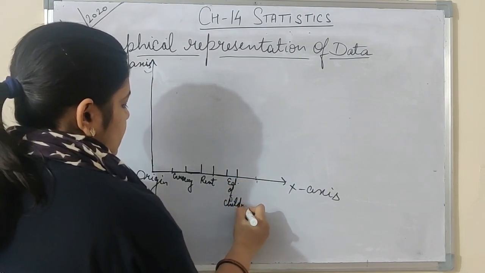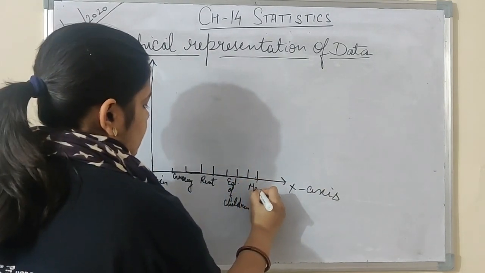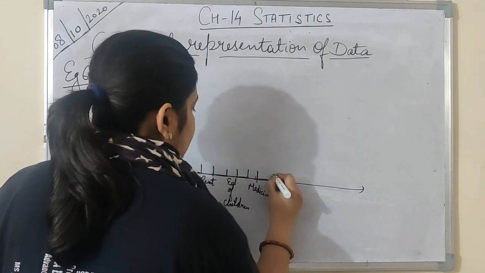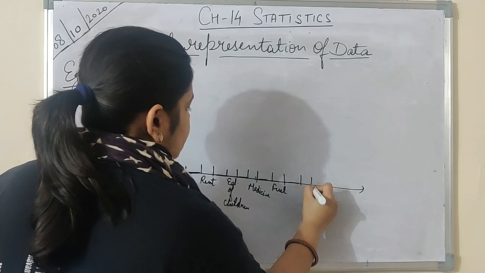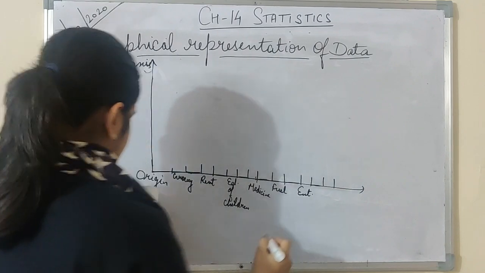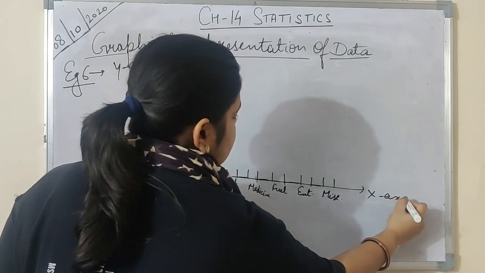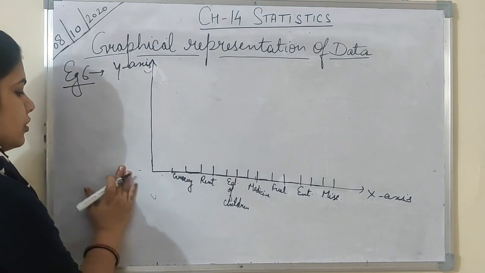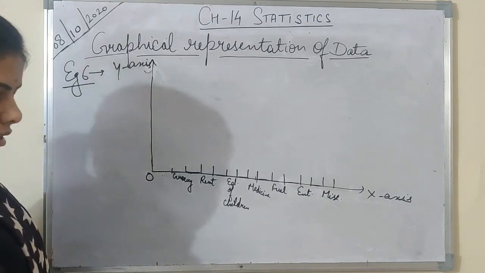Then next, again I will make equal spacing. Next is for medicine. Then again, after equal spacing, next is for fuel. Then after some equal spacing, next is for entertainment. Then after some equal spacing, next is for miscellaneous. Okay, so this is the question. According to the question, I have just drawn a graph over here. On the x-axis I have written the information.